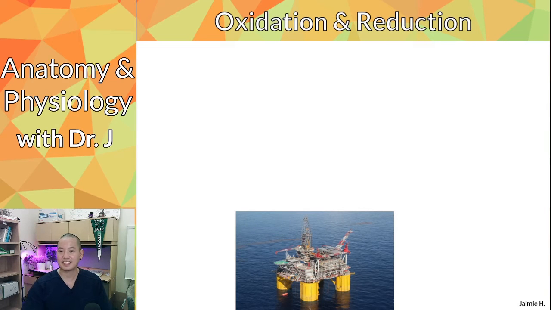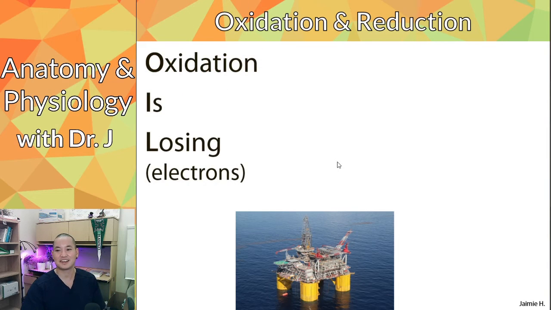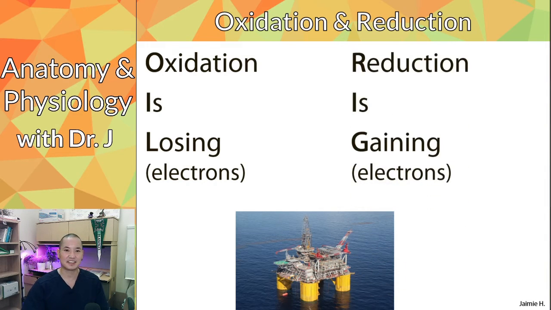And this is a handy mnemonic. I learned it a while back, and I like this one. So what is this over here? This is an oil rig, and this is a mnemonic. Oxidation is losing electrons, and reduction is gaining electrons. Whichever sticks in your mind, just remember that reduction doesn't refer to losing electrons. It actually means you're gaining electrons. Reduction refers to the overall charge of the molecule.